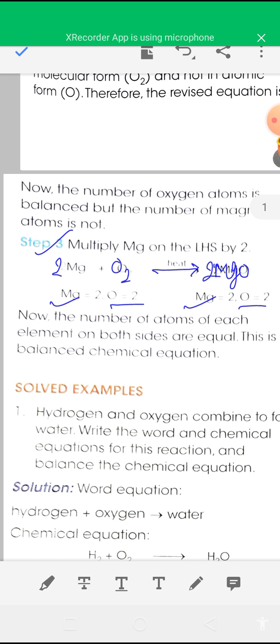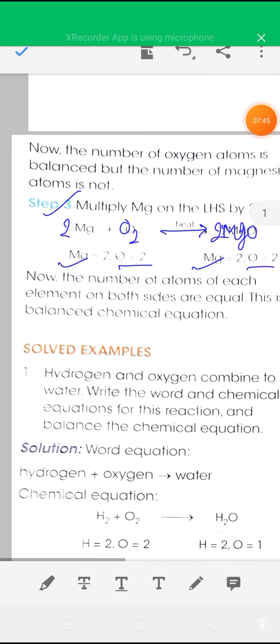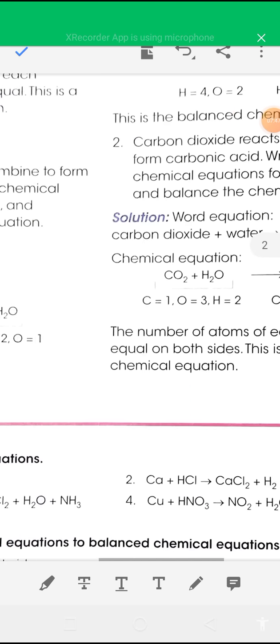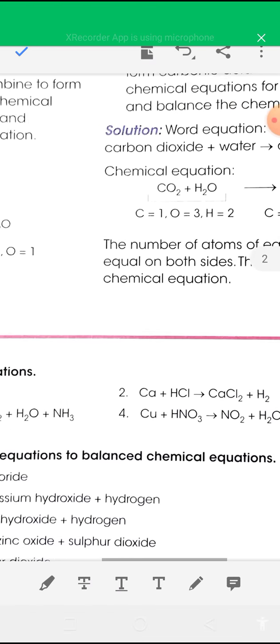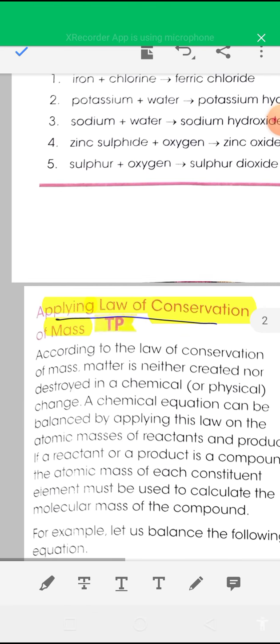On the left side, 2 magnesium atoms and 2 oxygen atoms. On the right side, 2 magnesium atoms and 2 oxygen atoms. So the reaction is balanced. Using atomic theory you can balance the chemical equation. Some more solved examples are also given here. You have to practice all these chemical equation balancing problems.